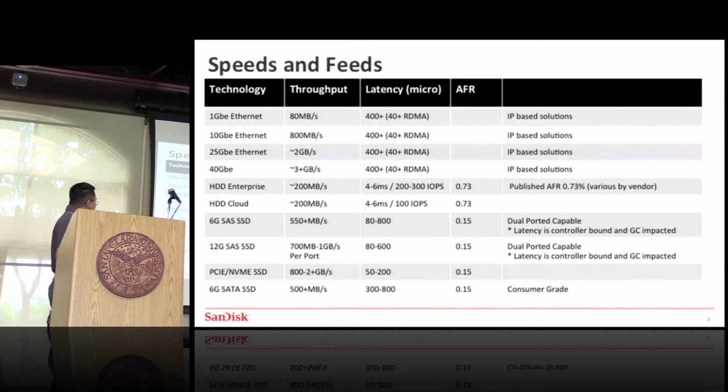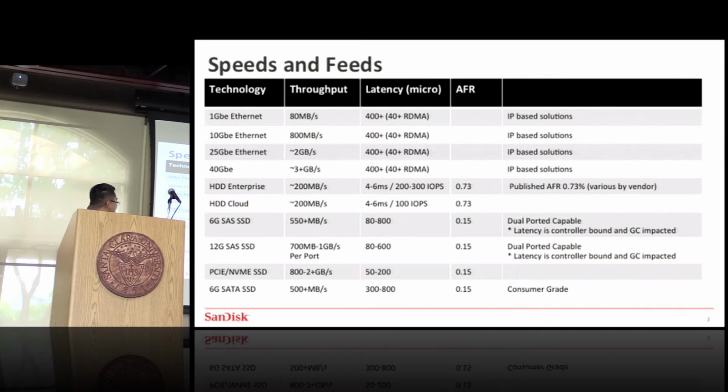When you look at 12G SAS, you're at about 700 megabytes, that's not gigabytes, I mistyped that, to about a gigabyte per second, again, per port. And the latency isn't as bad as people think. Everyone keeps saying that the SAS bus latency is high. Well, with the stack above it, when you take a SAS device and have it all going to RAM, you're sub 100 microseconds.